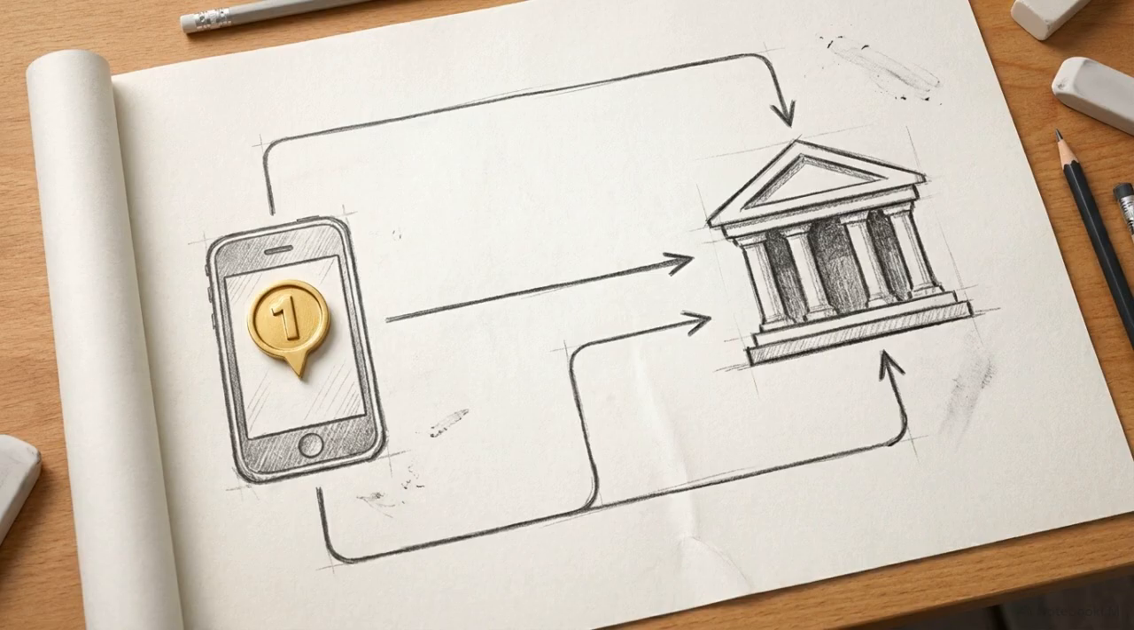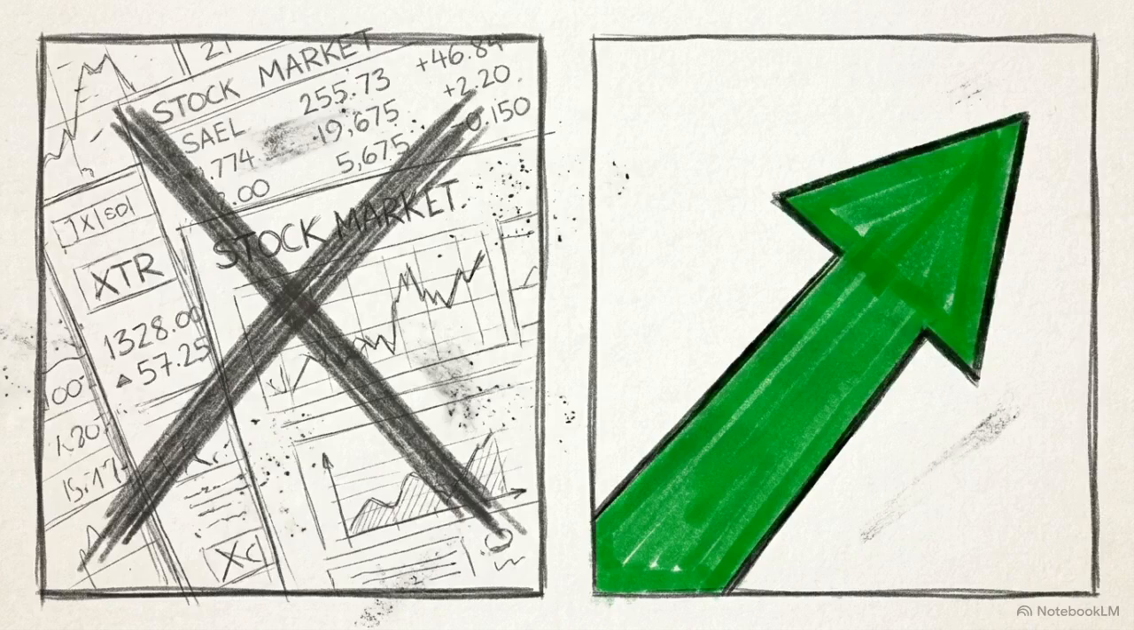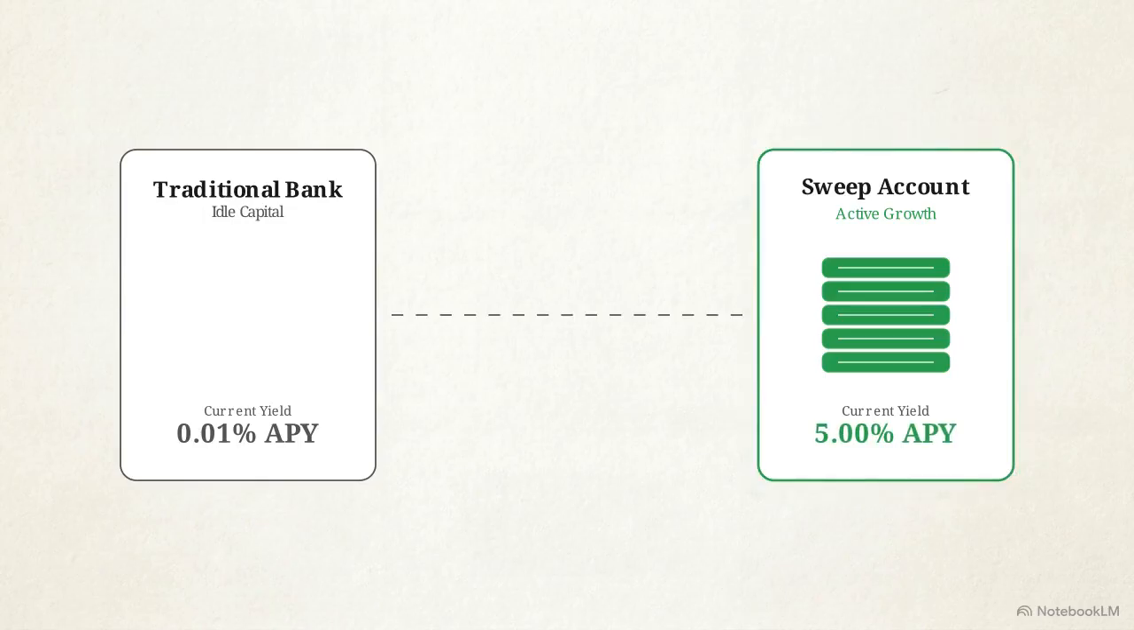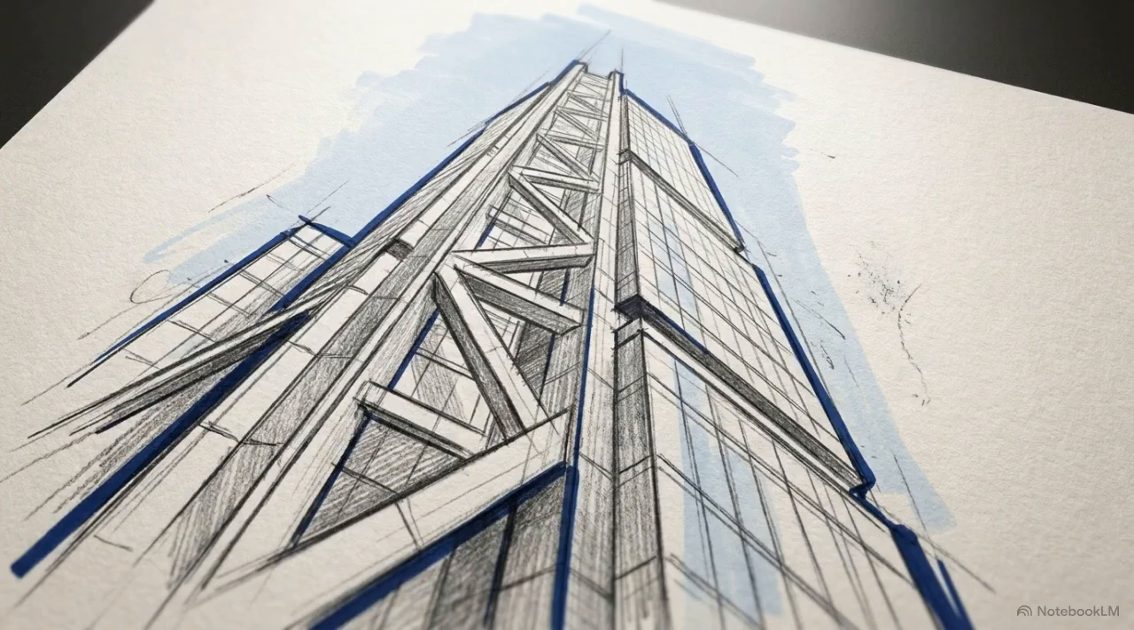Today, we are breaking down how this mechanism works and providing a step-by-step setup guide. You can complete this entire process without ever purchasing a single stock. Moving idle capital from a traditional bank to a sweep account shifts you from a passive victim of inflation to an active beneficiary of high institutional interest rates.